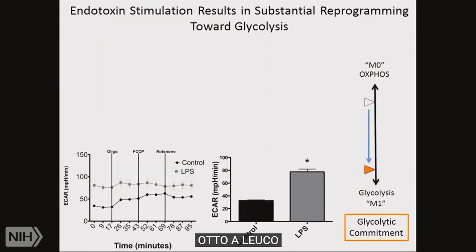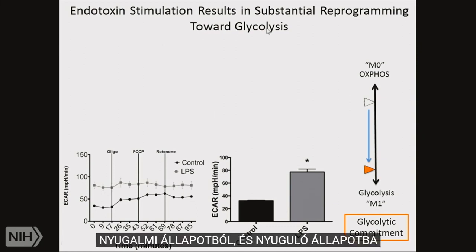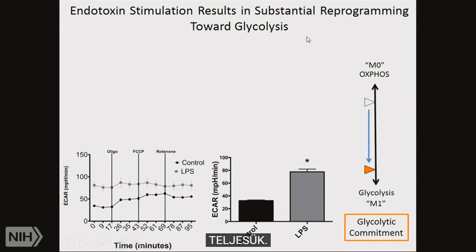And like I said, what I'm going to do is point out the things that we found in redox in here. So we said, okay, here's these macrophages. We're going to switch them. Now we're going to stimulate them. We're going to take them out of the resting state, put them in a worked up state. And what they do, as I mentioned before, is they move toward glycolysis.